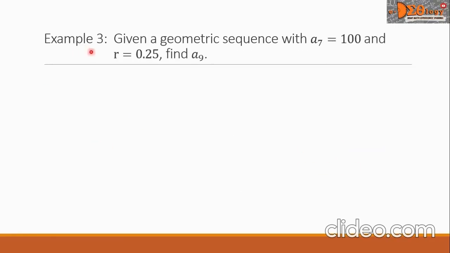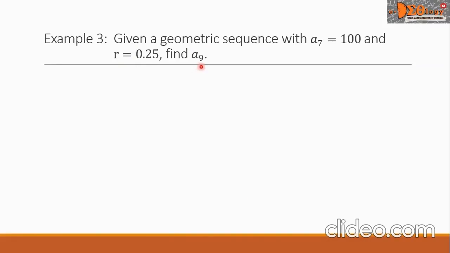Let us have example 3. Given a geometric sequence with a sub 7 equals 100, this is the seventh term, and r, the common ratio, equals 0.25, find a sub 9, or the ninth term.